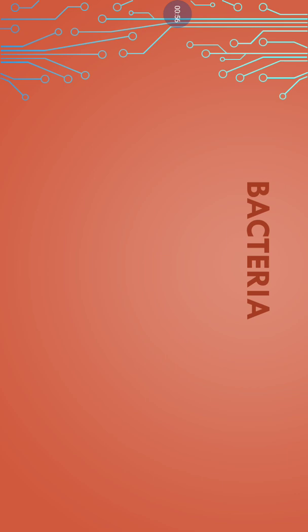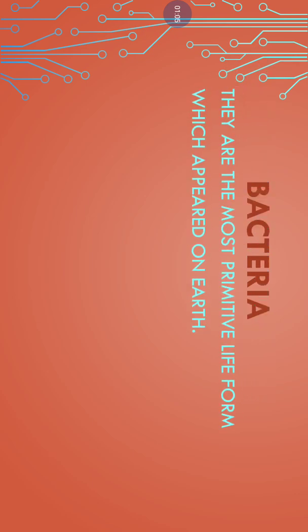Now today we will discuss the structure and nature of bacteria. First of all, they are the most primitive life form which appeared on earth. We all know the first life which appeared on earth appeared in water. Scientists predict this. So one form of bacteria is considered to be the most primitive form of microscopic organism, and that appeared for the first time in water. That form of bacteria is known as archaebacteria.